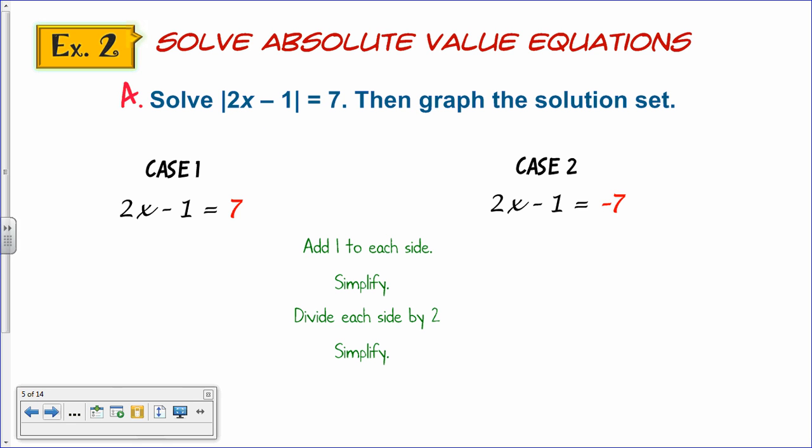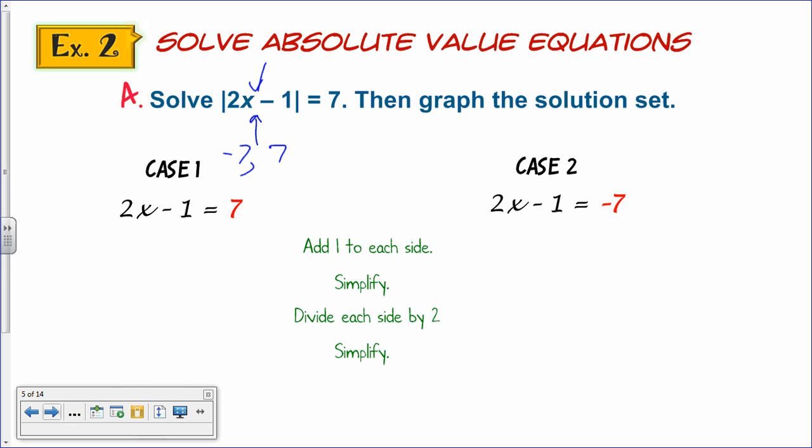Okay, we want to solve 2x, the absolute value of 2x minus 1 equals 7, and then we want to graph the solution set. So, inside of here, it could either be what? It could either be -7, or it could end up being what? +7. We're talking about inside the absolute value. Would everybody agree with that?